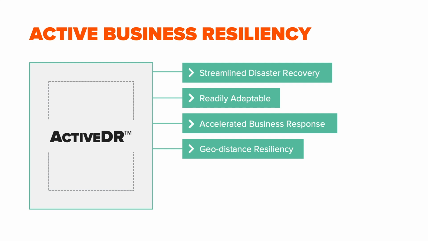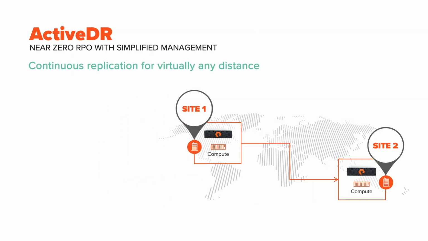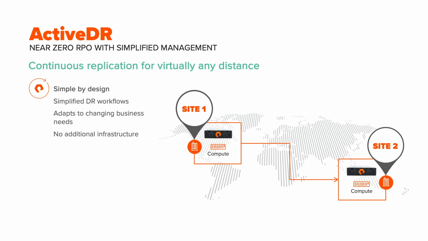All of this at nearly any distance, with no additional infrastructure, and with integration with our snapshots, protection groups, and volumes. It's based on the traditional model where site one is a production site and site two is your DR site, and we can connect them virtually over any distance. It simplifies the DR workflow, it adapts on the fly to changes that you make in production, and it doesn't require any additional infrastructure. All of this translates into superior data protection, a near zero RPO for the minimum amount of data loss during a DR, a low RTO, quick failover, all of it delivered on a single platform, FlashArray.